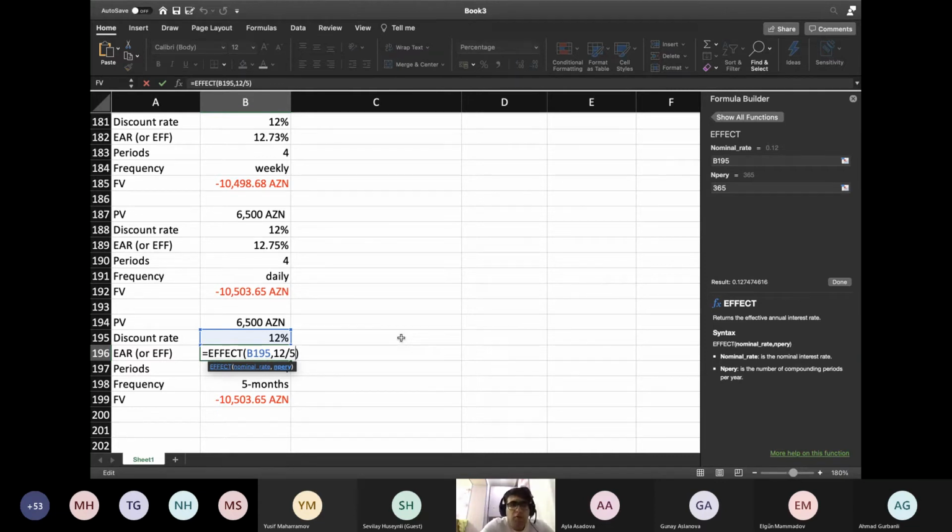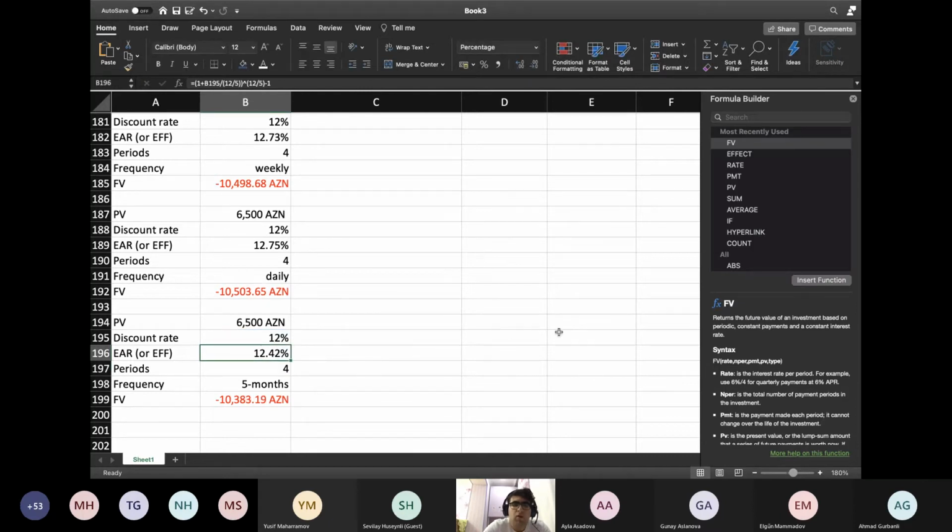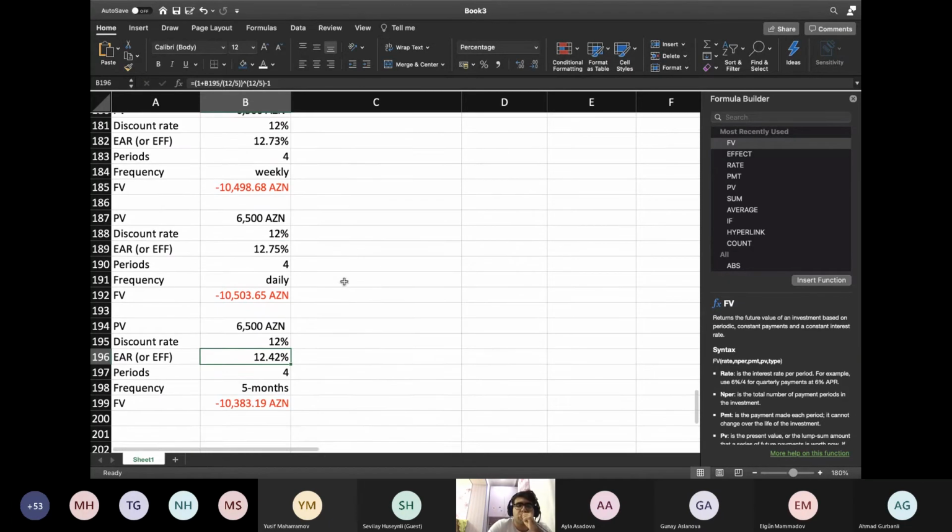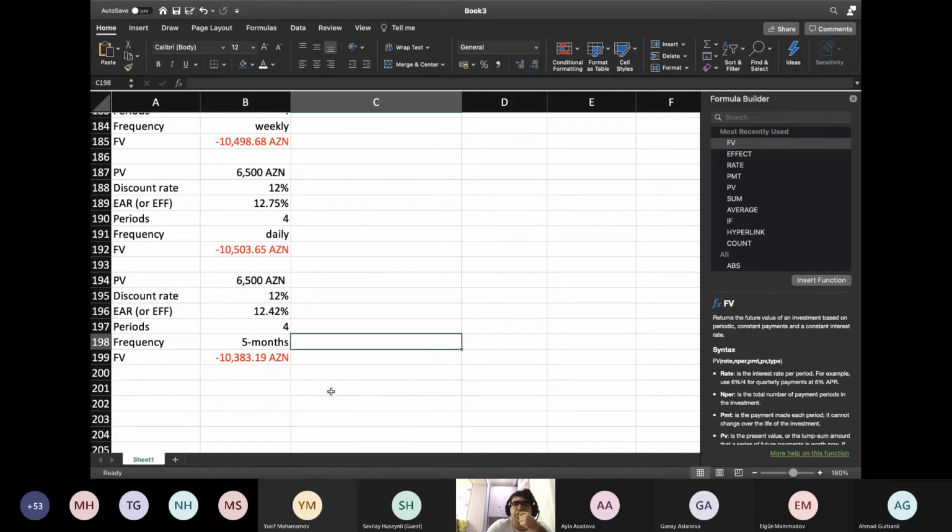Yes, but I don't know why Excel doesn't recognize it. Maybe number of period in Excel's case should be integer number like 2, 3, 4, 5, and etc. So therefore, bunu effektlə eləmirik. Effect function ilə. Adi biz bildiyimiz equal 1 plus 12% to the power of 12 böl 5 to the power of 12 böl 5 minus 1. 12 təmizdə 42%. That's true value of future value for 5 months frequency.